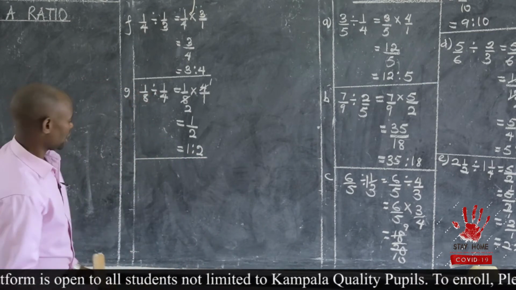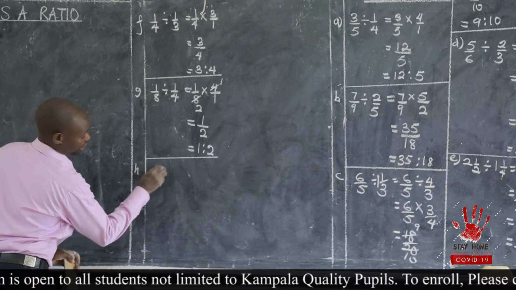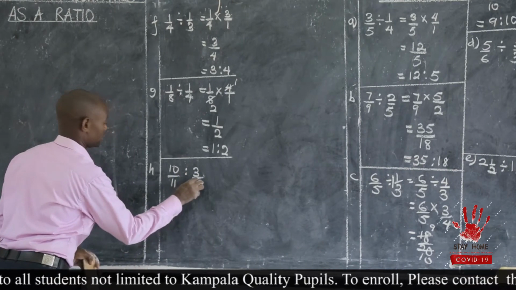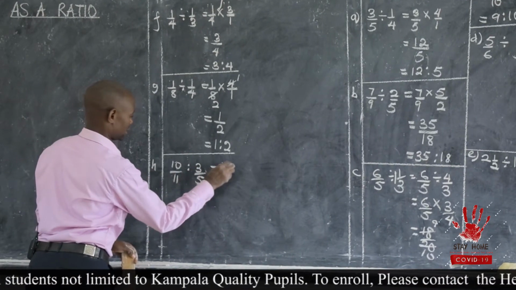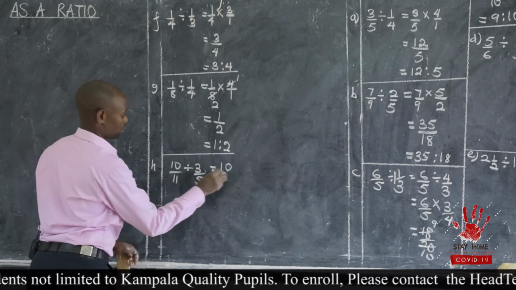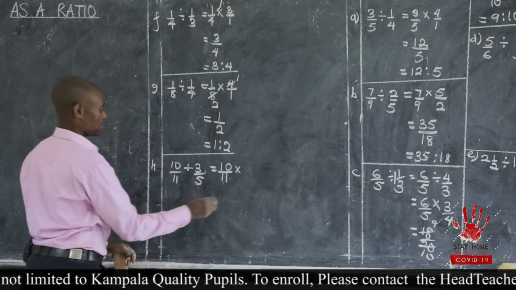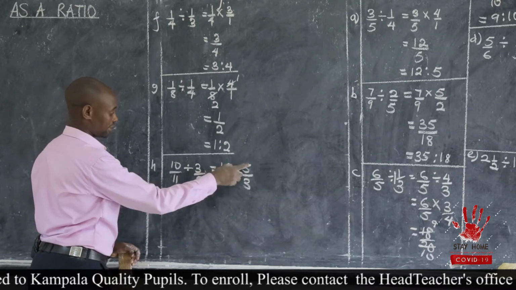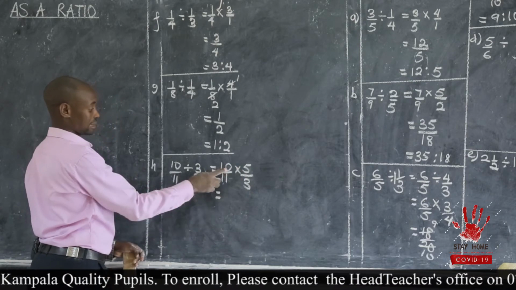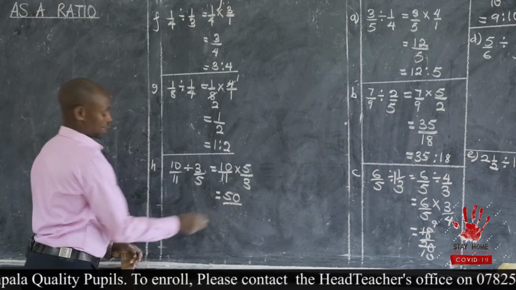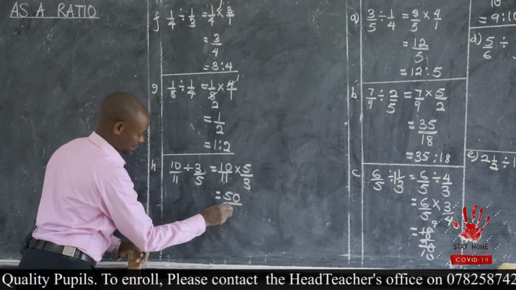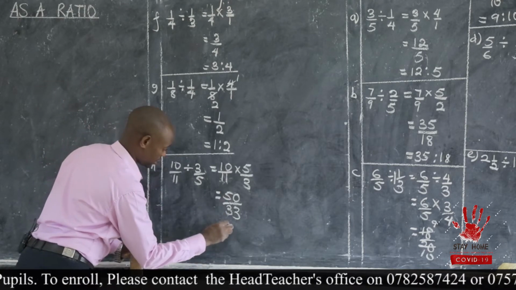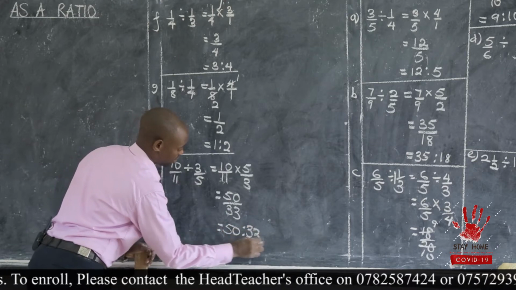And finally, we had 10 out of 11 divided by 3 out of 5. So this one is supposed to give us, we are dividing, remember, 10 out of 11, then times the reciprocal, which is 5 out of 3. Can 3 reduce 10? No. Can 5 reduce 11? No. So we just get the product. 10 times 5, we are getting 50. Out of 11 times 3, we are getting 33. So how do we write this one as a ratio? That will be 50 to 33.